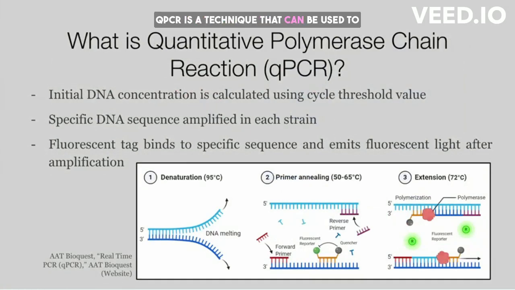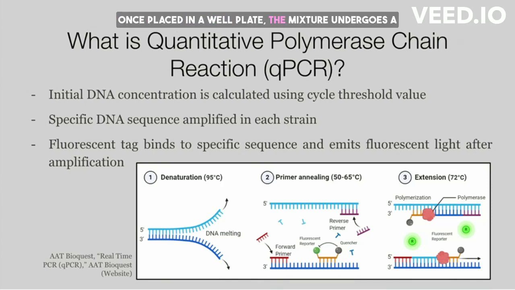qPCR is a technique that can be used to quantify an unknown amount of DNA in a sample. The process starts with a very small amount of DNA mixed with primers, or short DNA sequences that bind to the target DNA template strand. Additionally, fluorescent probes are added to the reaction mixture. These probes emit light once they bind to the DNA sequence.